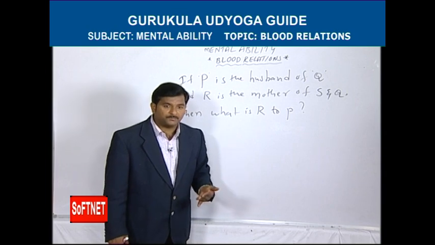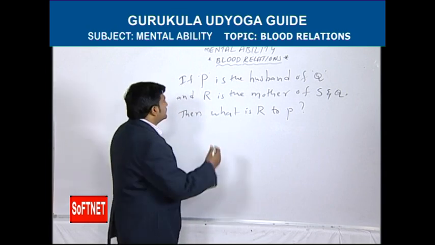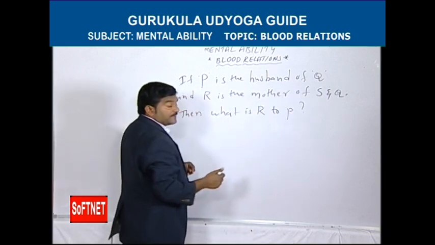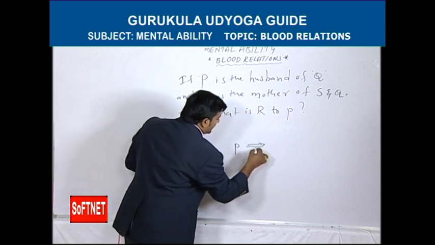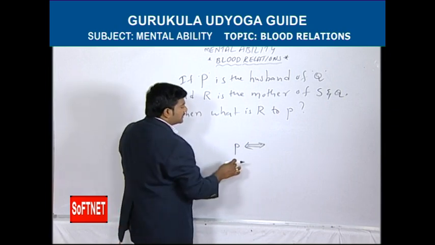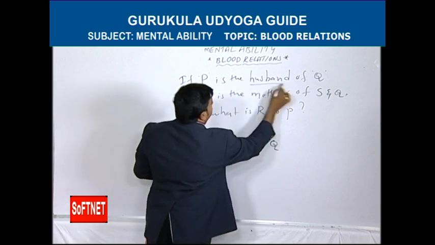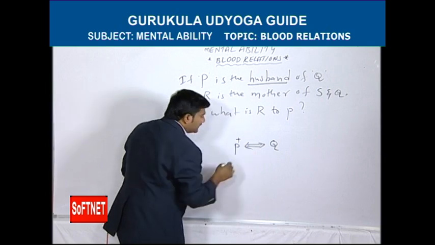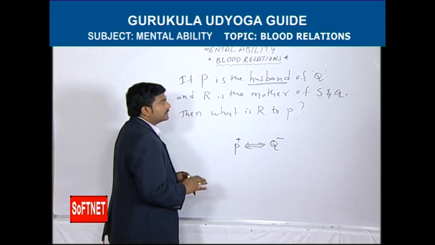What is R to P? The question is asking about R and P. We'll focus on this: P is the husband of Q. Since they are wife and husband, we can indicate by using this notation, either two sides or one side, no issue. It is our convenience. So P is the husband of Q, P is male gender and Q is female gender. Keep aside.